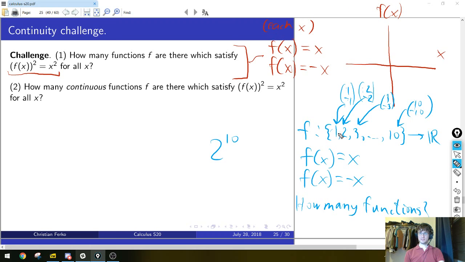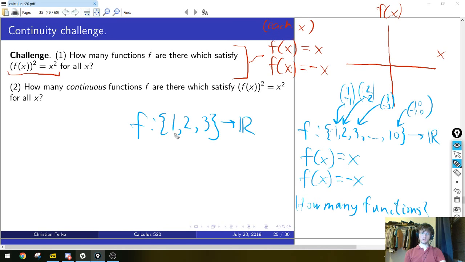Or negative 2 or something. No, an input 1 can only be 1 or minus 1, right? Let's do an easier case. So f from {1, 2, 3} into the reals with the same properties.